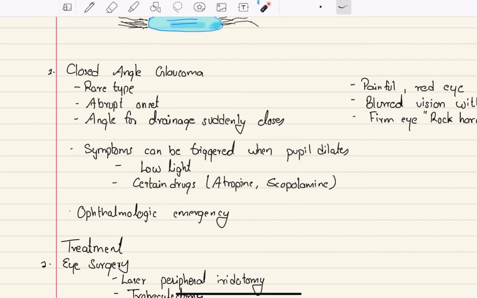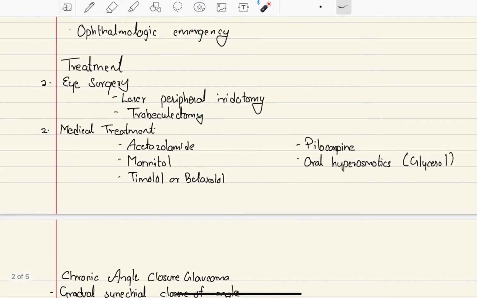And closed angle glaucoma is an ophthalmologic emergency, so if it is not treated in time, this can lead to permanent blindness. The treatment includes eye surgery, which includes laser peripheral iridotomy and trabeculectomy. The medical treatments are not used often because they are not very effective, but they can be given for patients who are waiting for their eye surgery to reduce the intraocular pressure.